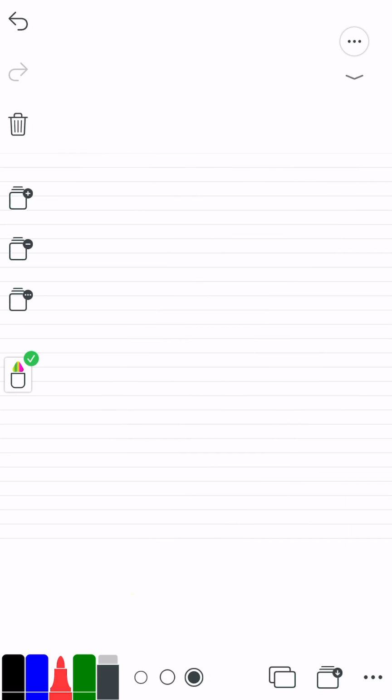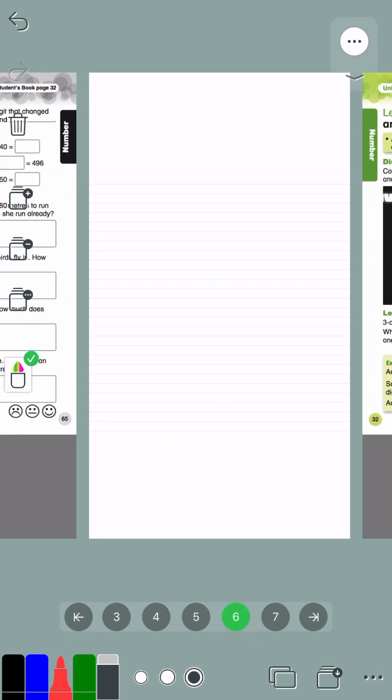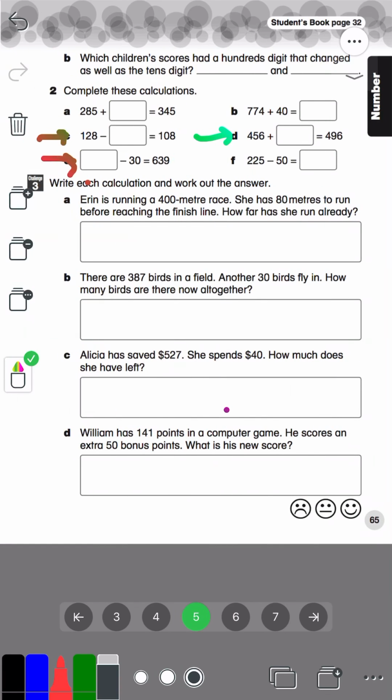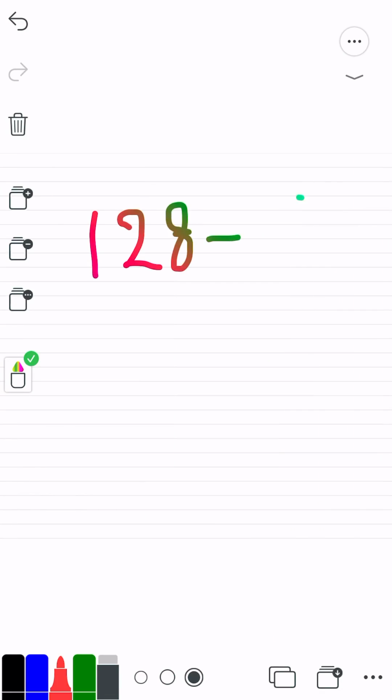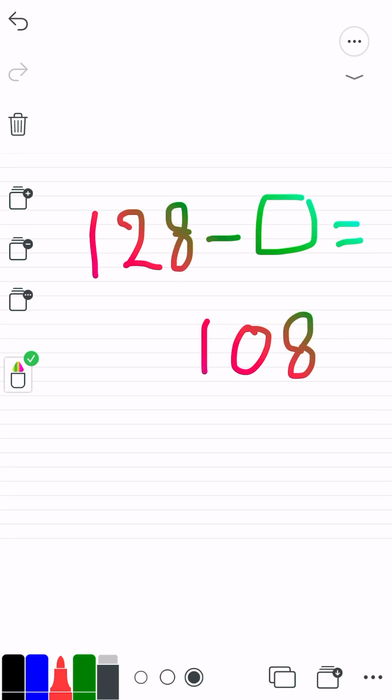All right, so what about when we have a number first, then the minus unknown number? Like 128 minus a number equals 108. 128 minus what equals 108? That's so simple. Why? Because you know that here the tens has changed. How many tens was taken away? We took away 2 because 2 minus 2 equals 0. So it's 2 tens. And in this case, we don't change the sign, because whenever we have a number minus an unknown number, we don't change the sign.